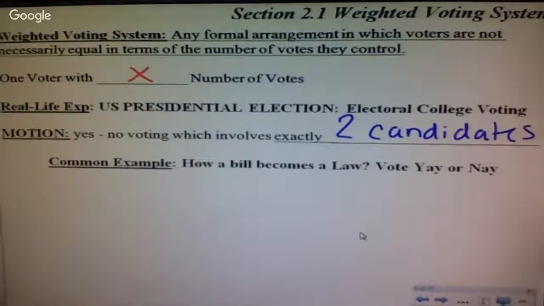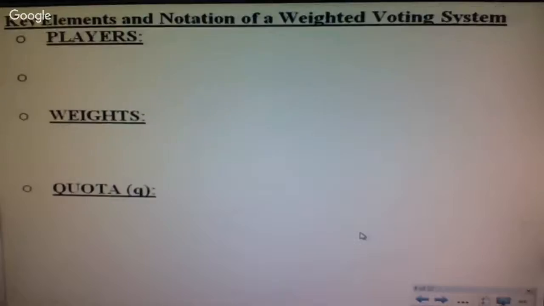We're actually going to step into history here. The most common example I can give you is how a bill becomes a law. They're going to say, everybody for, yay. Everybody against, nay. Those are your 2 options or your 2 candidates. In these weighted voting systems, we have 3 different things that you need to have.